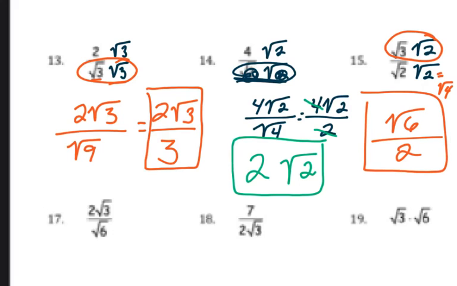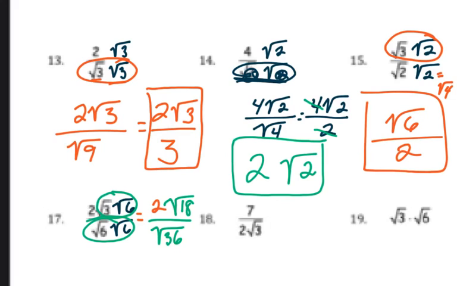17. Root 6, goodbye. Whatever's in the bottom, I give to the top and the bottom. So this leaves me with a 2 that just gets to hang out up there. A root 3 times a root 6, I can put those together. That's a root 18. Over a root 6 times a root 6, I can put those together. That's a root 36. So that leaves me with 2 square root of 18 over square root of 36, which breaks down to just the number 6.